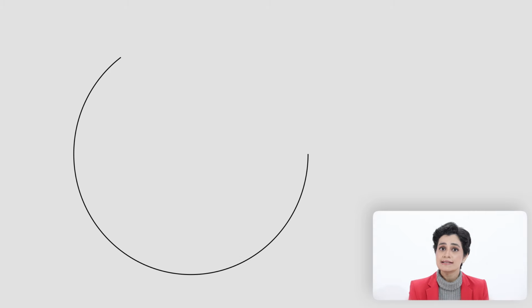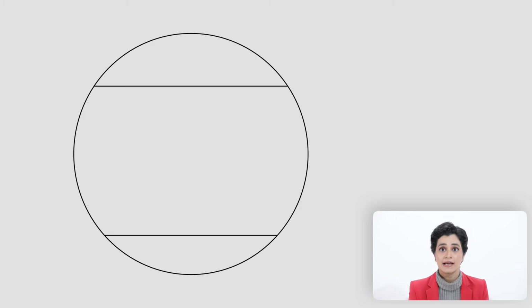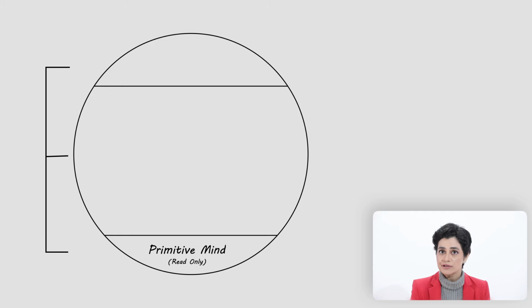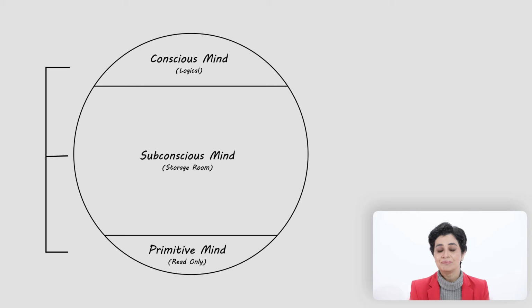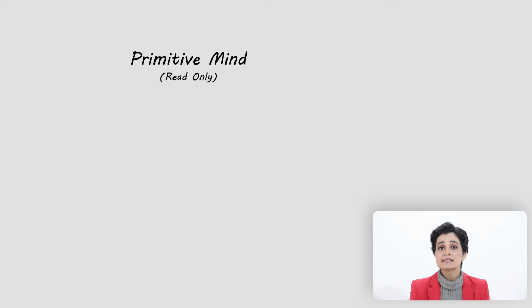Imagine the mind as a circle divided into sections. At its core, there are three primary components: the primitive mind, the subconscious mind, and the conscious mind. Let's understand this one by one. First off is the primitive mind. This is the part of the mind we are born with. What does it do? What is the primitive mind responsible for? Well, I have divided its functions into 4 points.